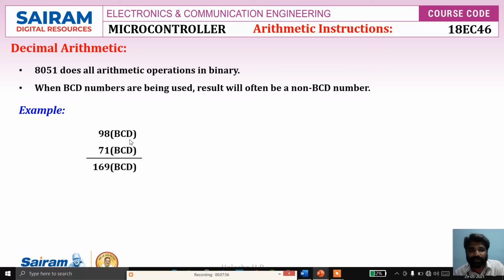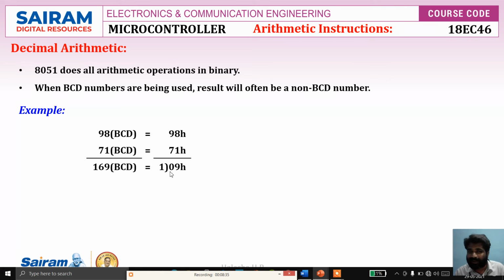Okay. And we'll consider one more example, 98 plus 71. You are expecting the result 169. So in hexadecimal, 8 plus 1 is 9. Correct? And here it is 7 plus 9, 16. 16 means 1, 0. So 0, carry 1. So even though this is 09, a BCD, the result is not correct. If you consider the carry as the most significant digit, it becomes 109, but we expect the result 169.